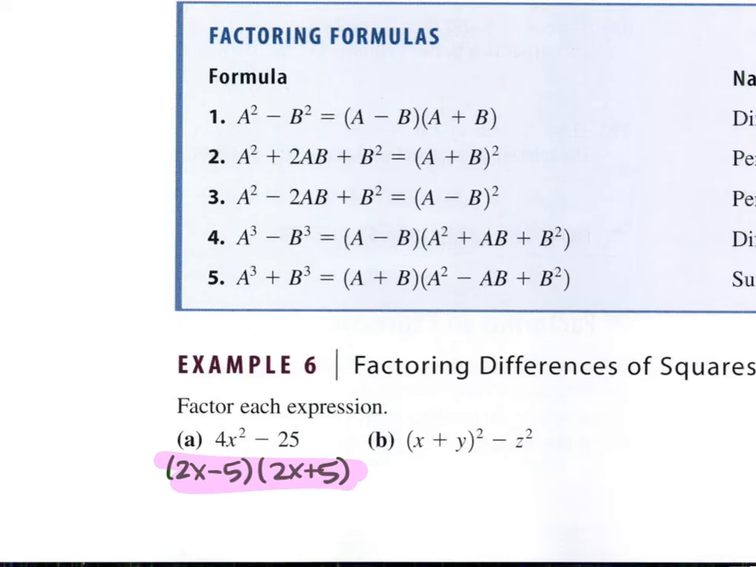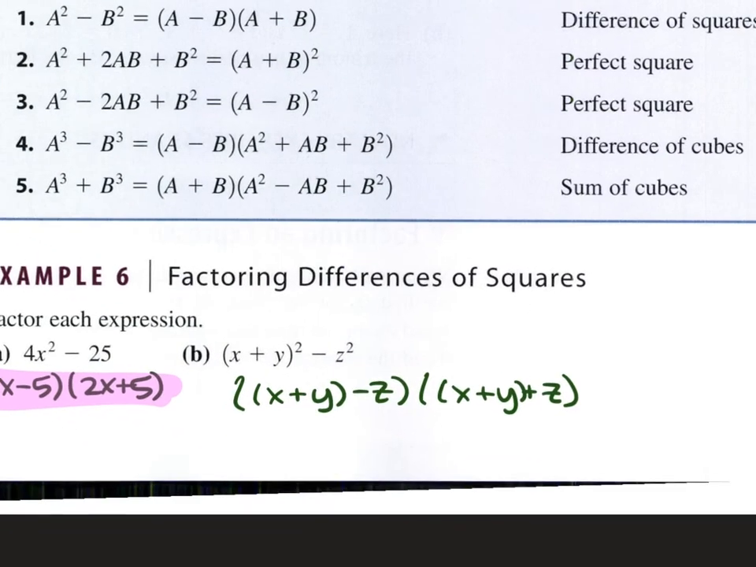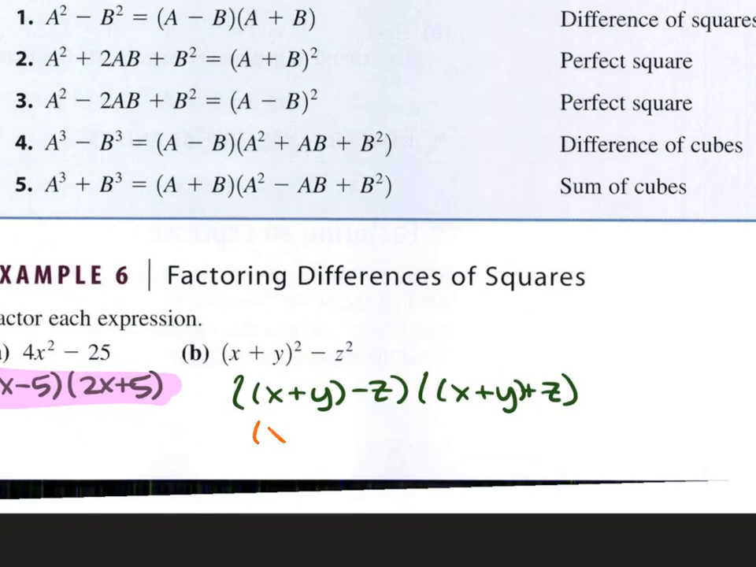For b, we have (x plus y) squared minus z squared, so we're going to do the same thing, difference of squares. So (x plus y minus z) and (x plus y plus z). So from here we can just get rid of the double parentheses within each other, and this is just (x plus y minus z) times (x plus y plus z).